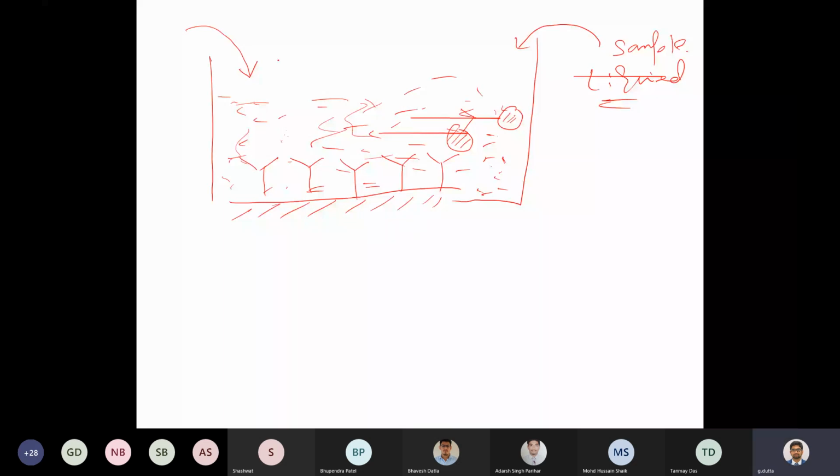So this chemical is your starting material, or starting reagent. Okay, Bhupendra, right? Yes, sir. So this is the starting material you are adding, that chemical. What kind of starting material or chemical should you add?